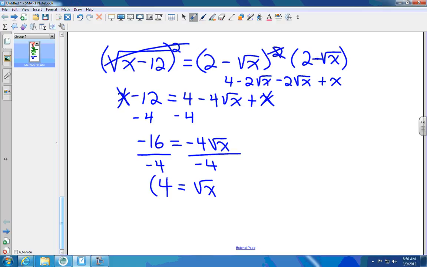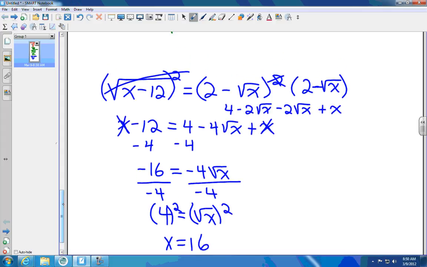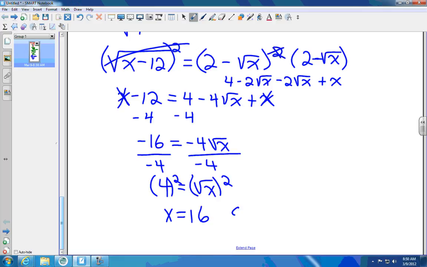Now what do we do? Square. X equals 16 again. Is that going to work? 16 minus 12 up here would be 4, and we would actually have square root 4, or 2. And on the other side, 2 minus 4, square root of 16 would be 4, square root of 4. 2 does not equal negative 2. 16 is again an extraneous root.